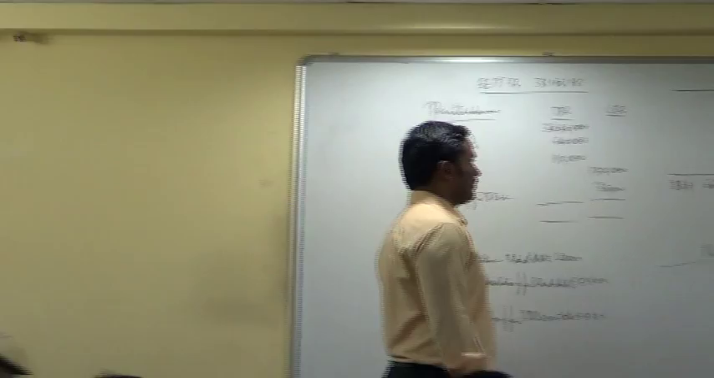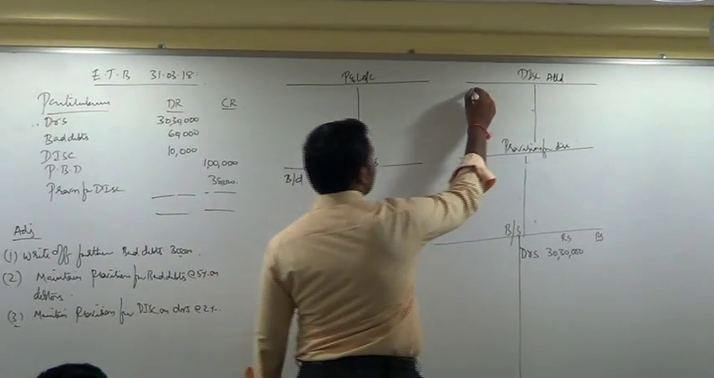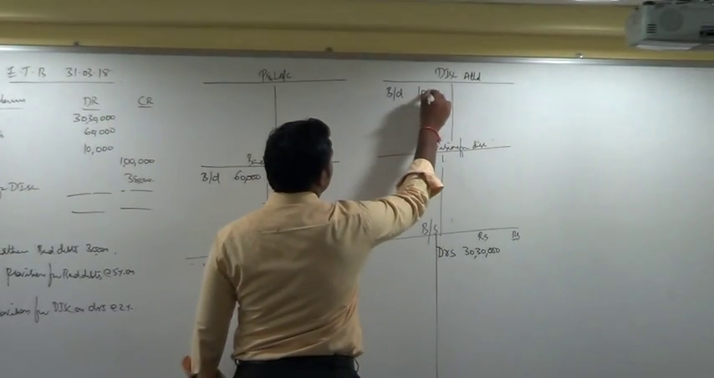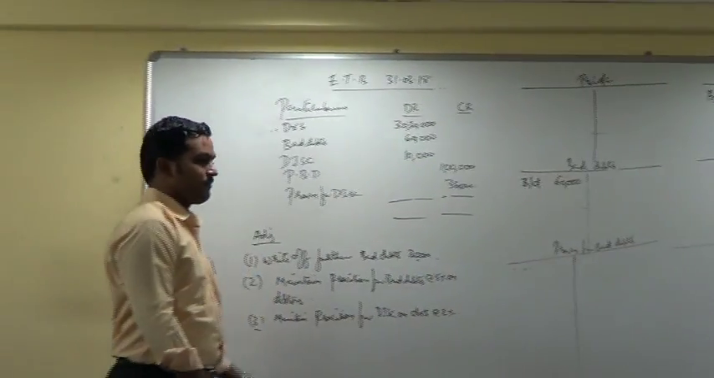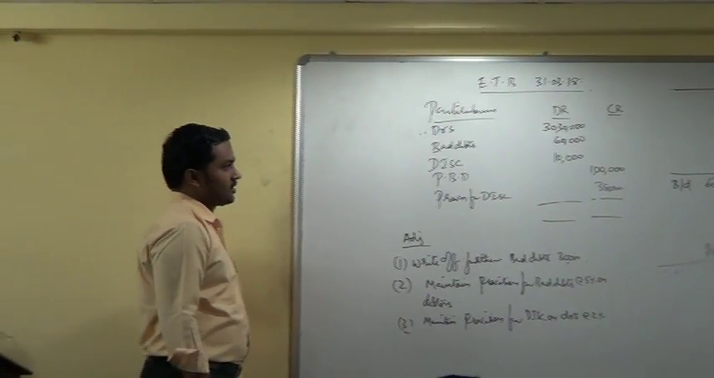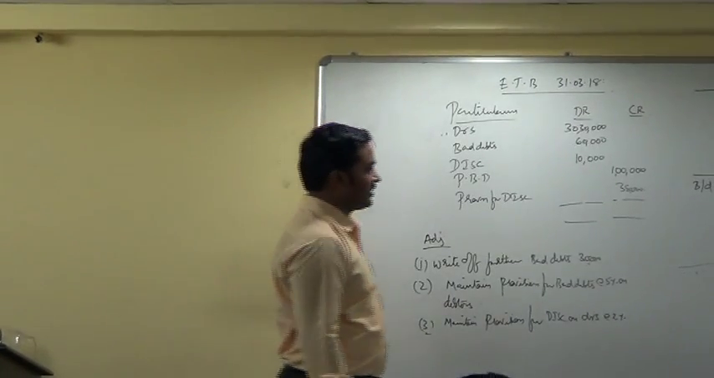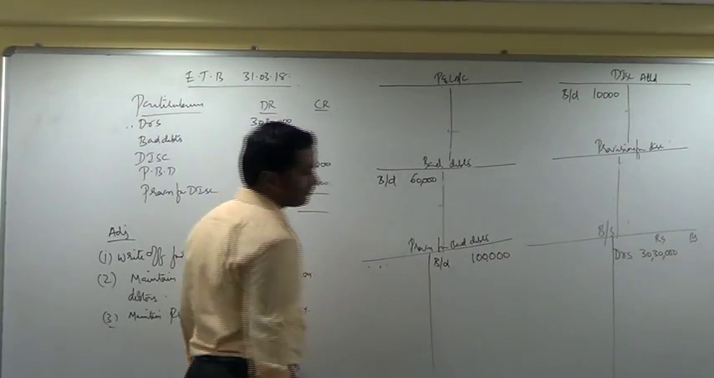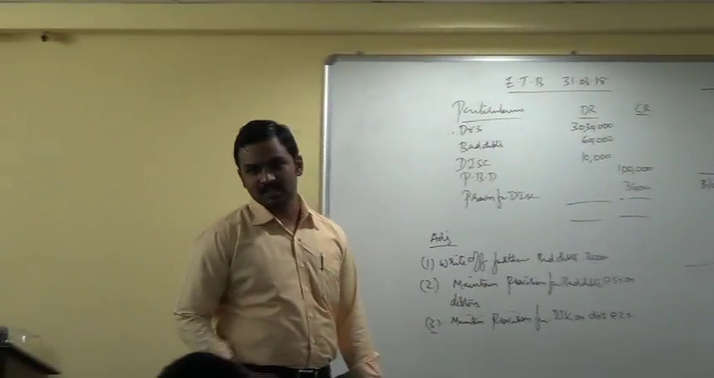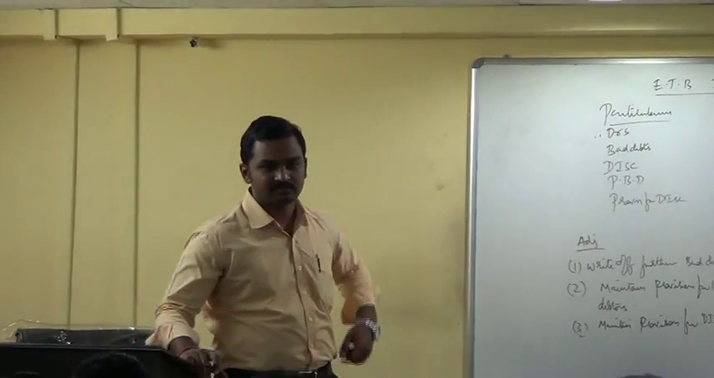Discount 10,000. Brought down, discount allowed 10,000. Next, provision for bad debts 1 lakh. This is last year's provision, created in the last year. It cannot be current day provision because the current day P&L account we have not yet prepared.